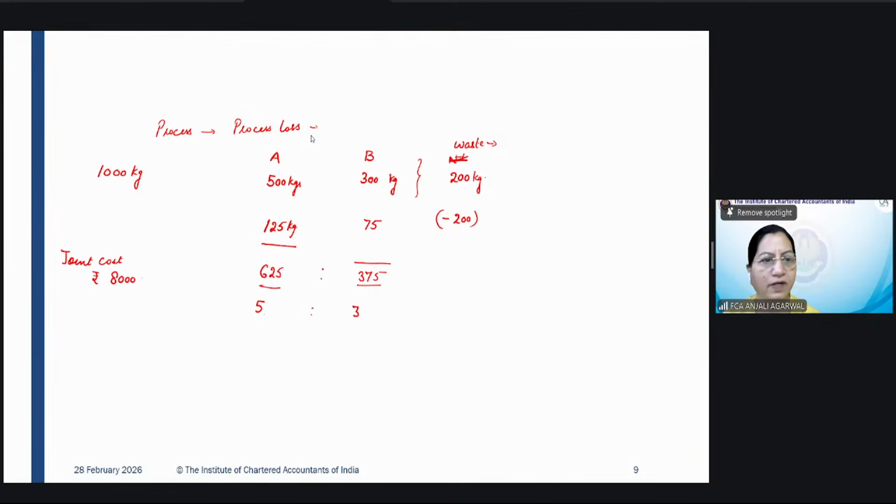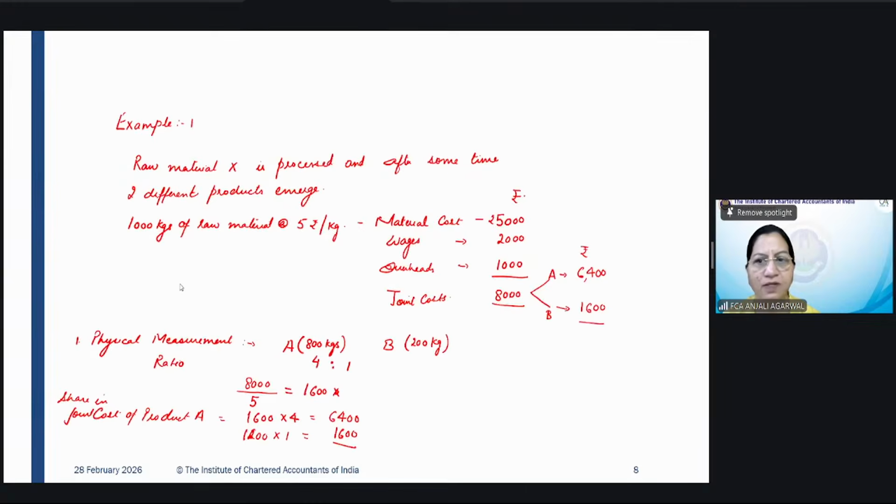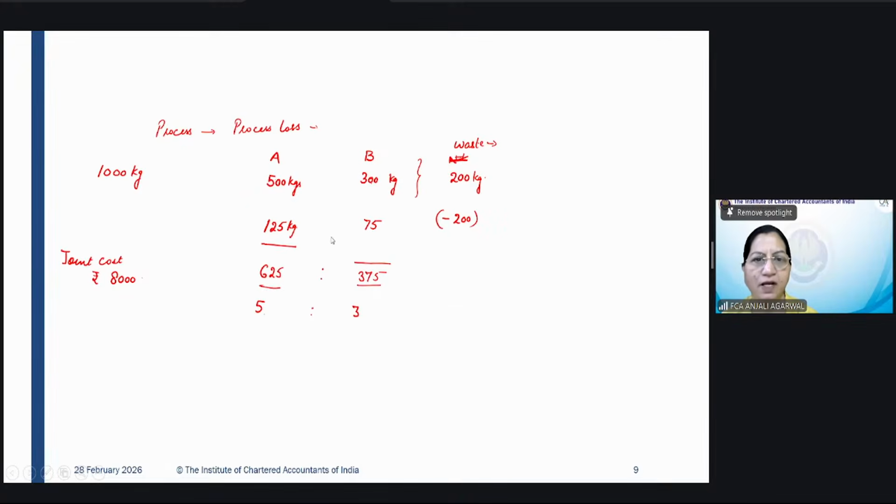Joint cost is not 800, joint cost is 8,000. Raw material cost, wages incurred on this, and overheads. So not just the 1000 kg raw material cost is to be apportioned, but also the wages and overheads which were incurred before the product got split. So the total of 8,000 joint cost should be split amongst product A and B.